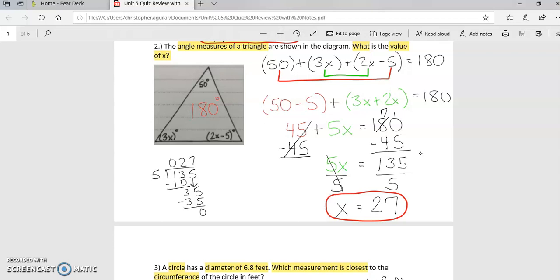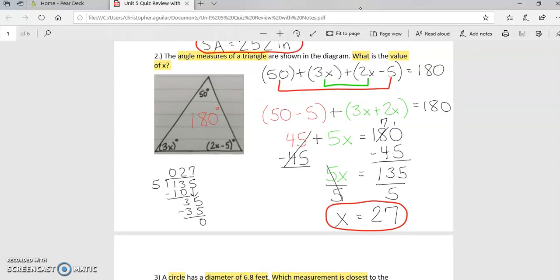I'm still trying to isolate the variable, get that x by itself, so I divide by 5. The 5's cancel, only x is left over, and then I have 135 divided by 5. If you don't know how to do the division, it's like this. 5 goes into 1 0 times, 5 goes into 13 2 times. There's 3 left over, and I bring down the 5. And then 5 goes into 35 7 times. So for this question, x is equal to 27.